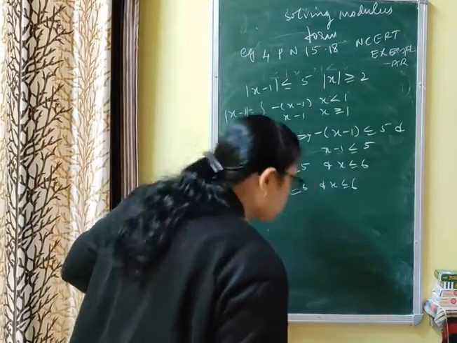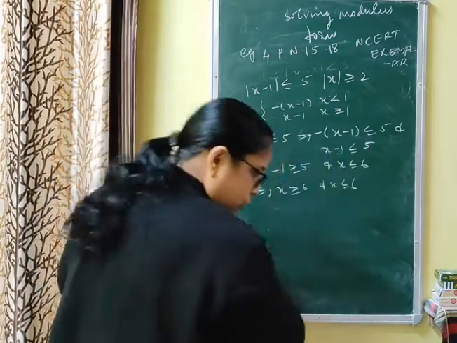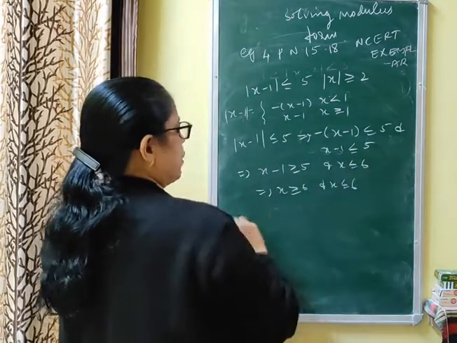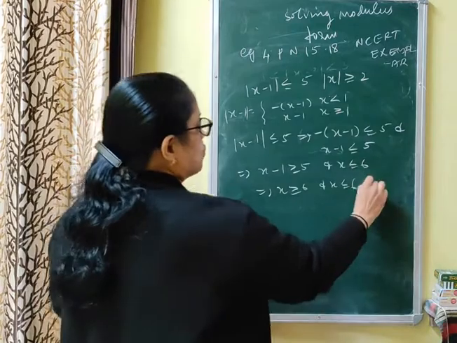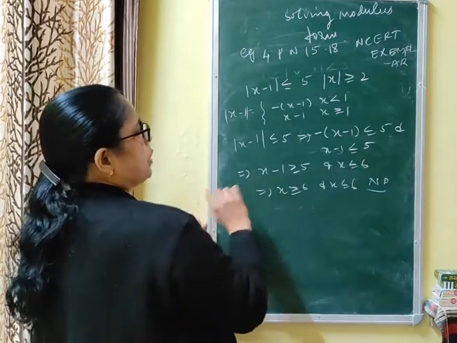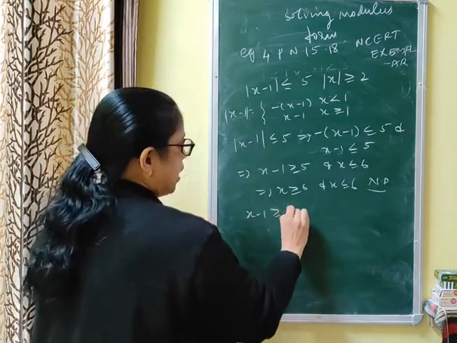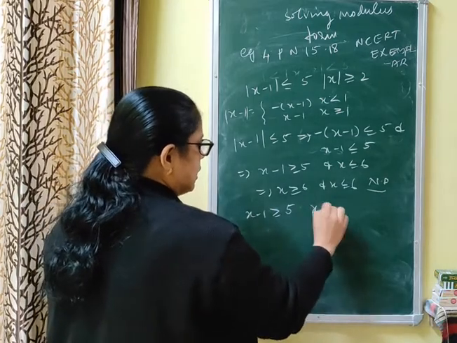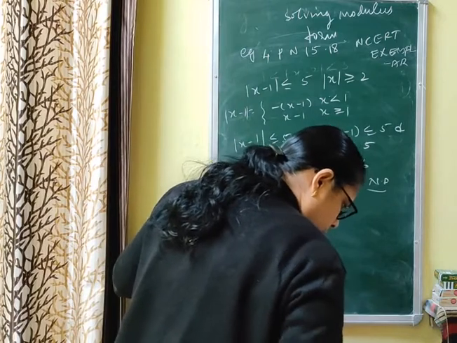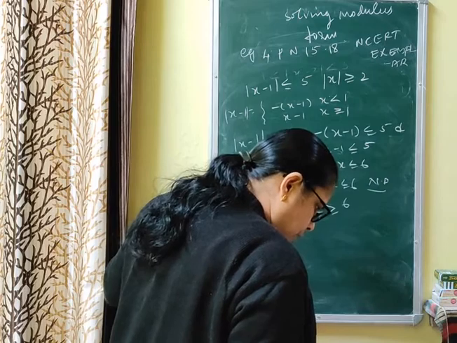Let me check once more. Minus of x minus 1 less than or equal to 5 implies x minus 1 is greater than or equal to 5. X more than 6 and less than 6 is not possible. So this is not possible. Let us take the second case. The second case is the positive sign, that is x minus 1 greater than or equal to 5, which implies x greater than or equal to 6. That means this condition is coming as x greater than or equal to 6. This is the first condition.